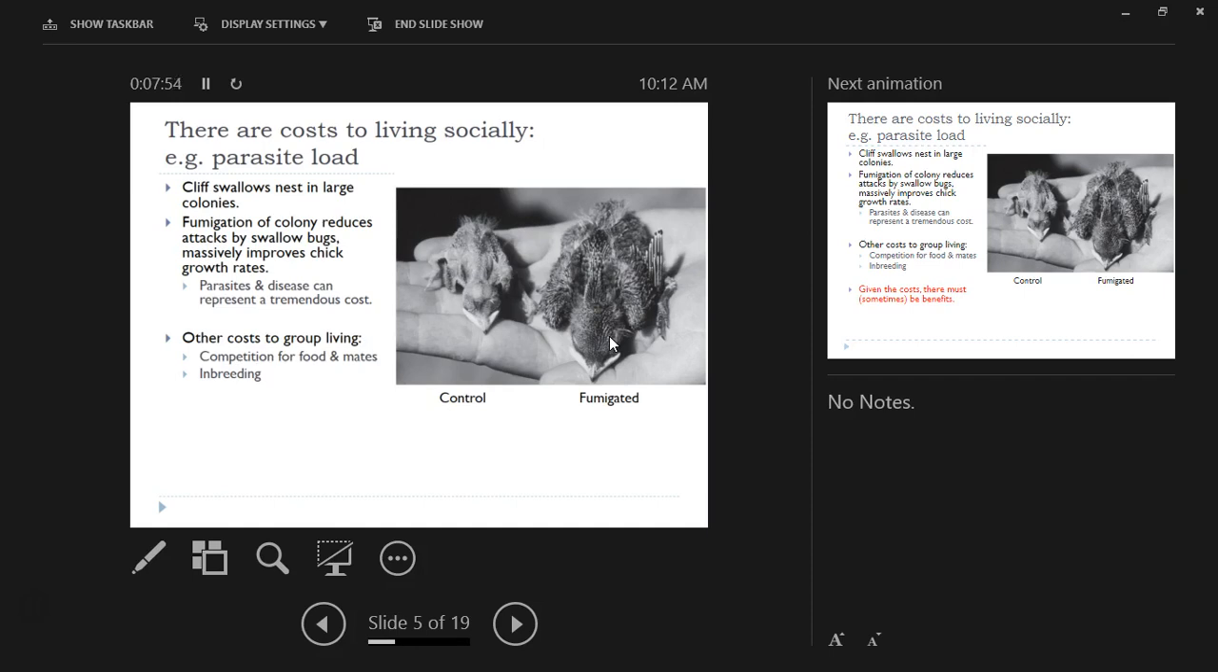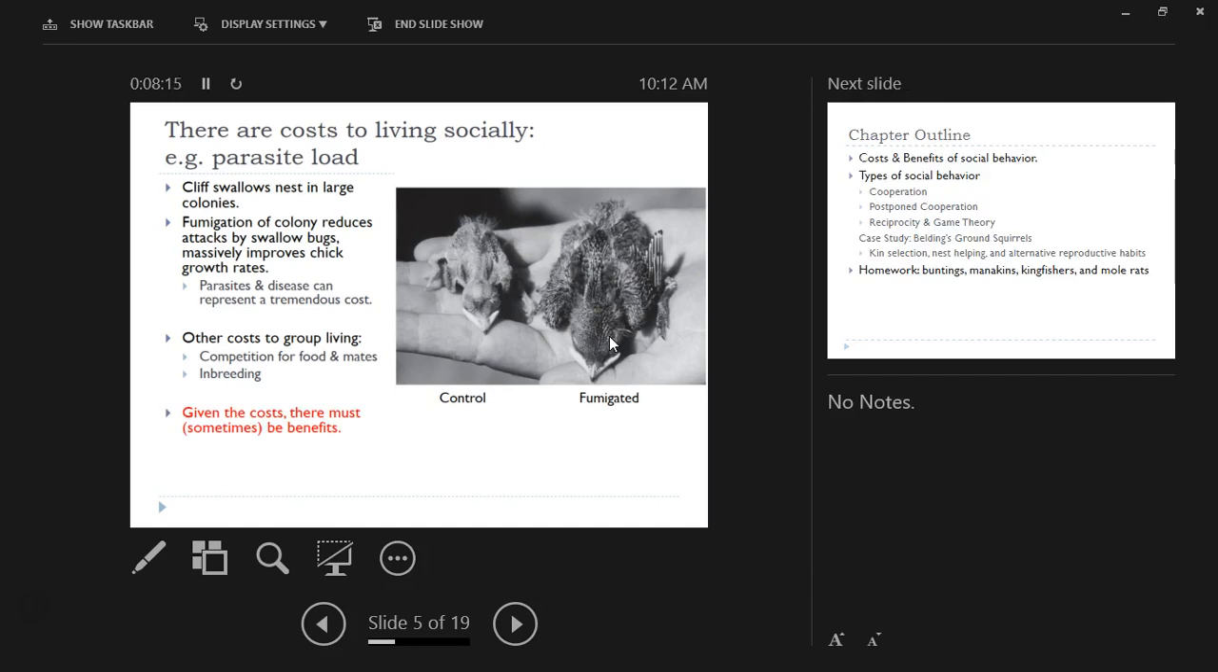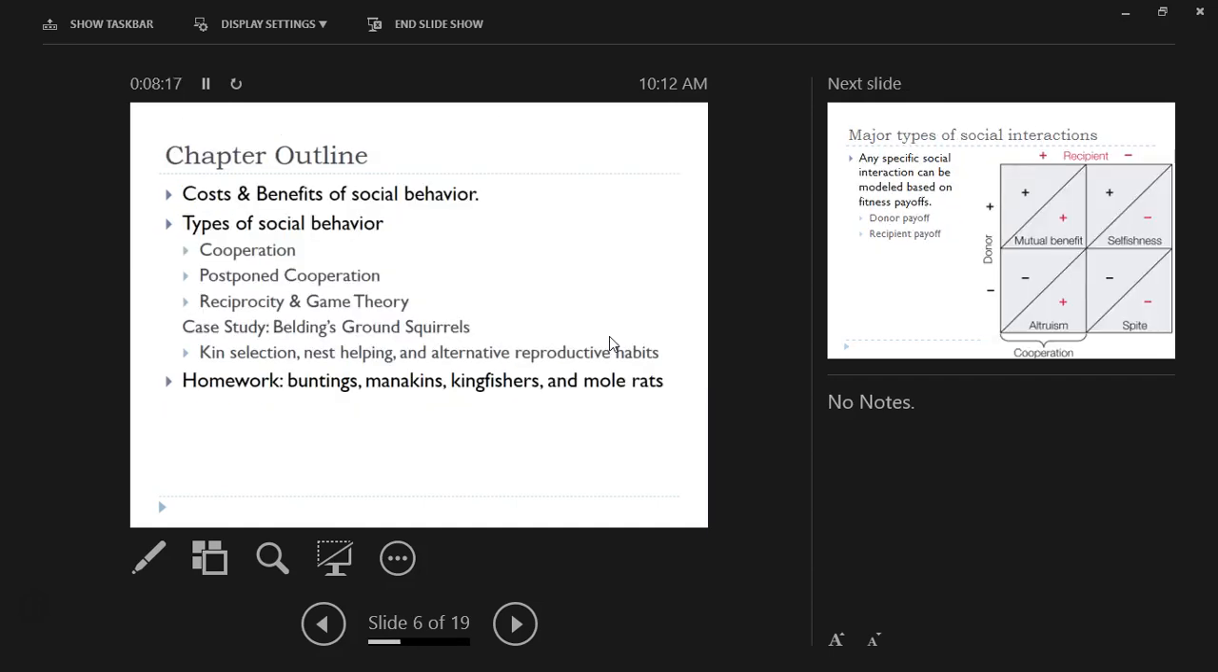There are other kinds of costs to group living. Competition for food and mates, which we just talked about, is an issue. Inbreeding is an issue. Because of all this, there have to be substantial benefits to living in groups. One of those benefits has definitely got to be anti-predator benefits. That's one of the ones we've talked about in prior chapters. But there probably are some other benefits, and a lot of those are related directly to living in social groups. So the direct interaction of individuals is the key thing we're trying to focus on in this chapter.